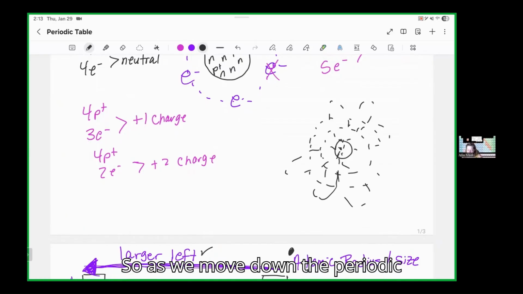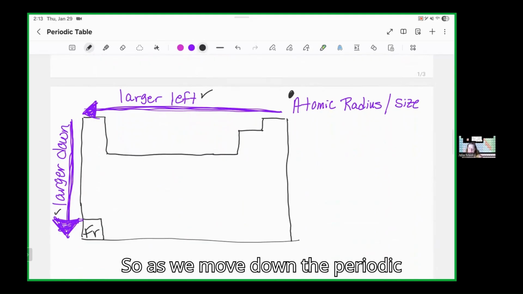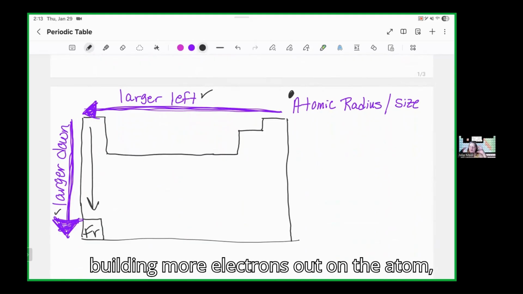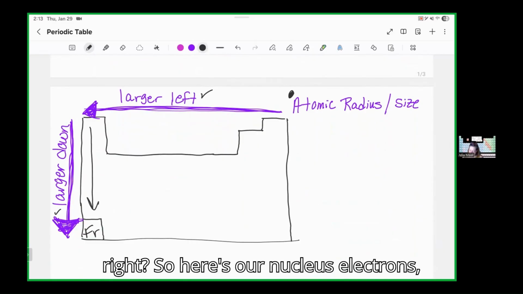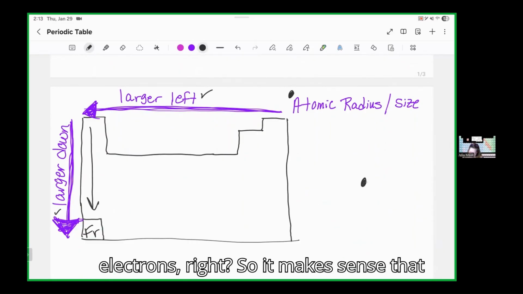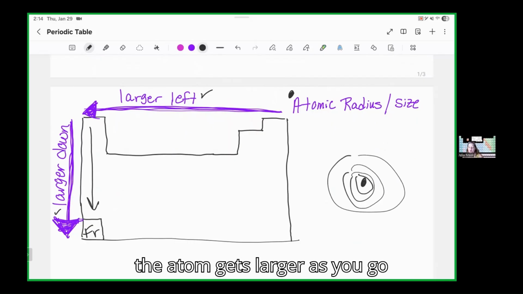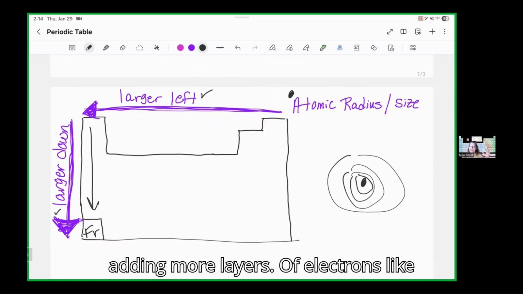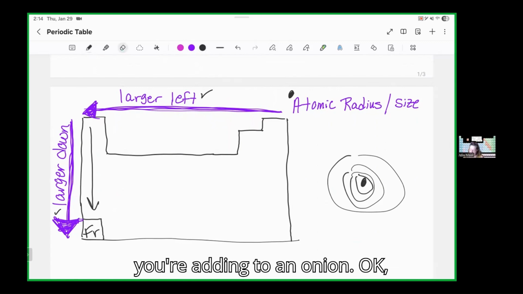As we move down the periodic table, we're building more electrons out on the atom. So here's our nucleus, electrons, electrons. It makes sense that the atom gets larger as you go down the periodic table because you're adding more layers of electrons, like you're adding to an onion.